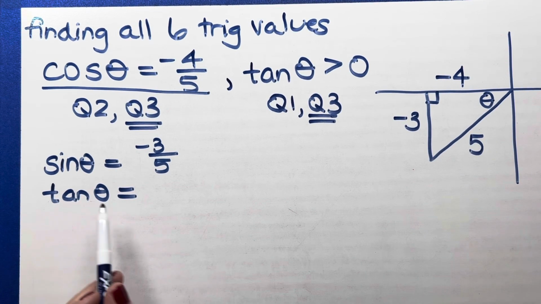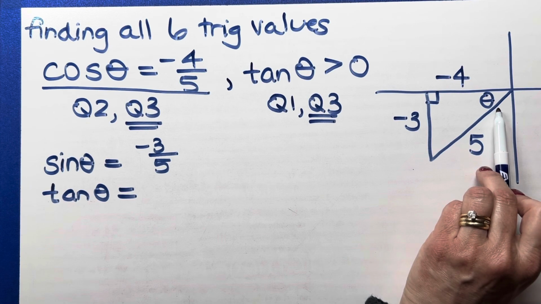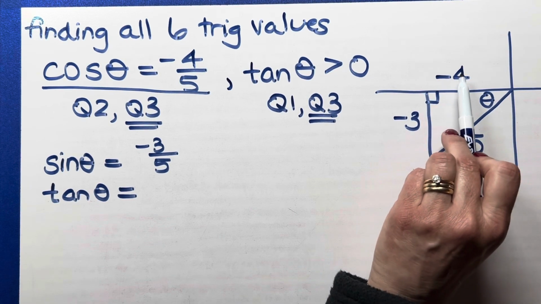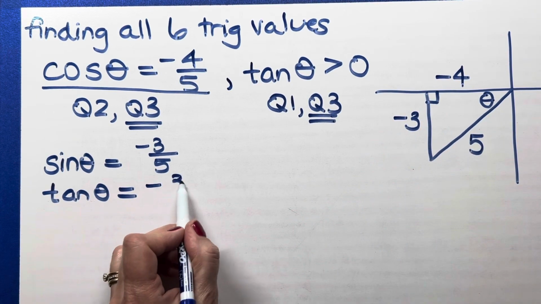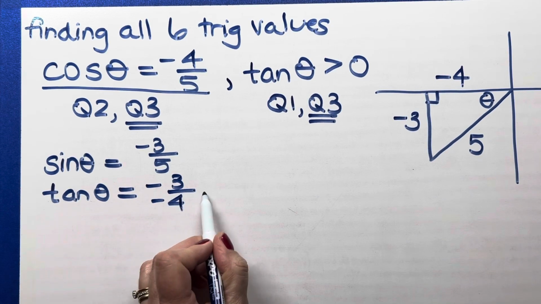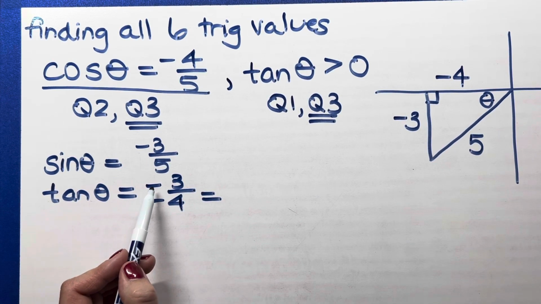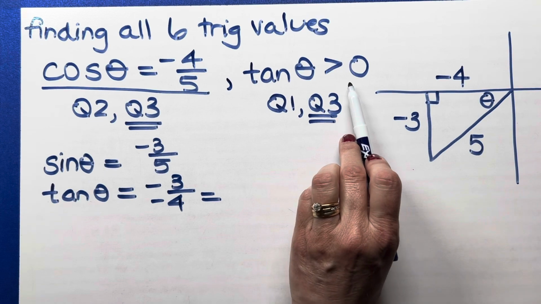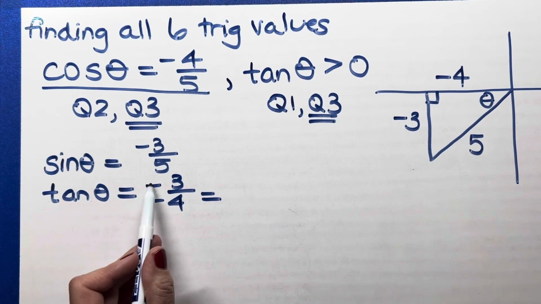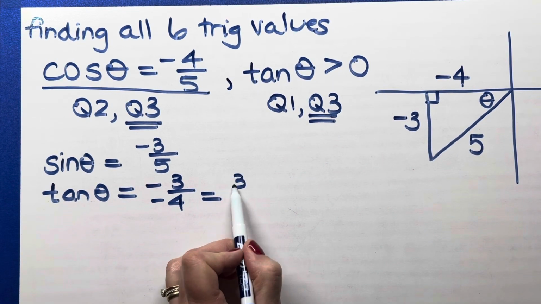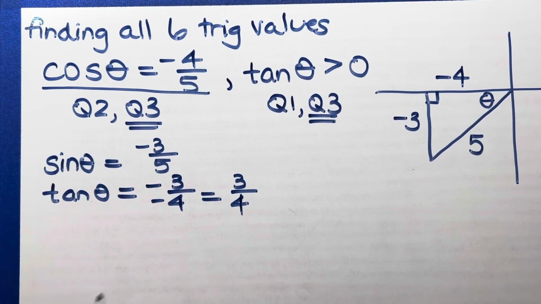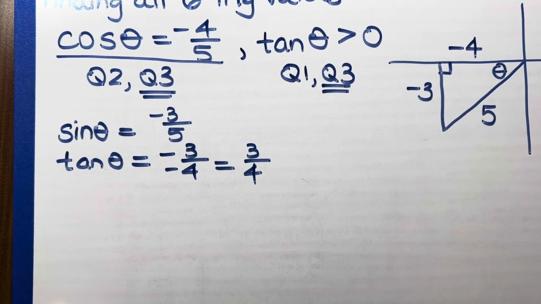For tangent, from here, tangent is opposite over adjacent. -3 over -4. And remember that tangent is supposed to be greater than 0, which means it's positive. These negatives cancel out when I divide, and this becomes +3/4. So I'm in good shape for that.